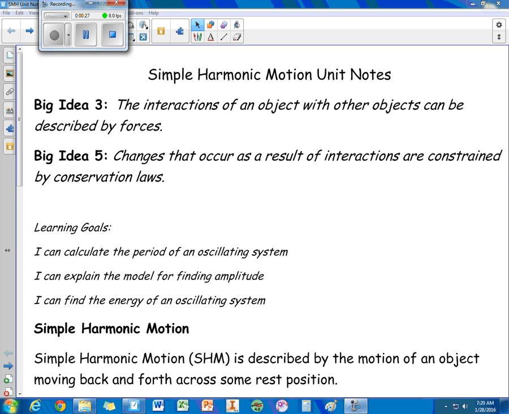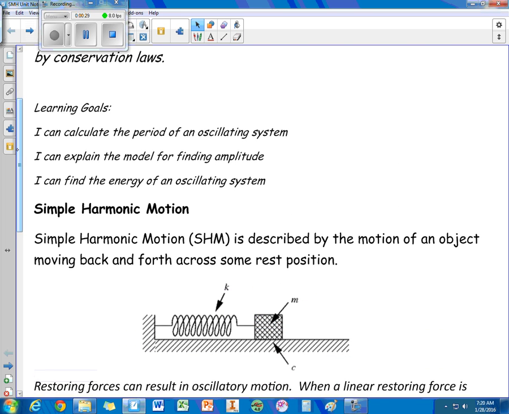The learning goals, the things I'll be grading you on. I can calculate the period of an oscillating system. I can explain the model for finding amplitude, and I can find the energy of an oscillating system.